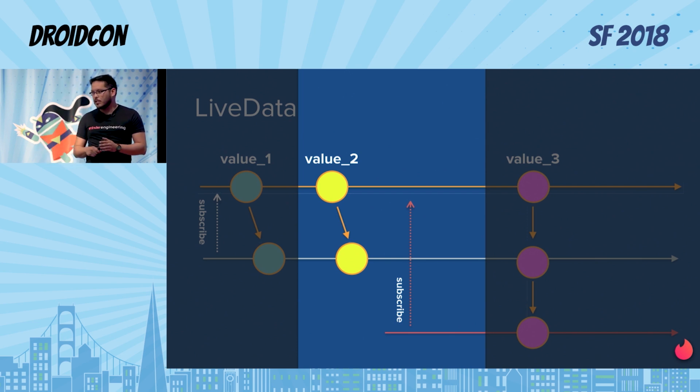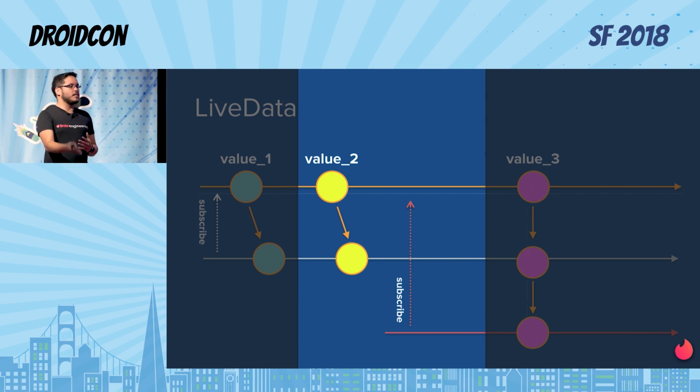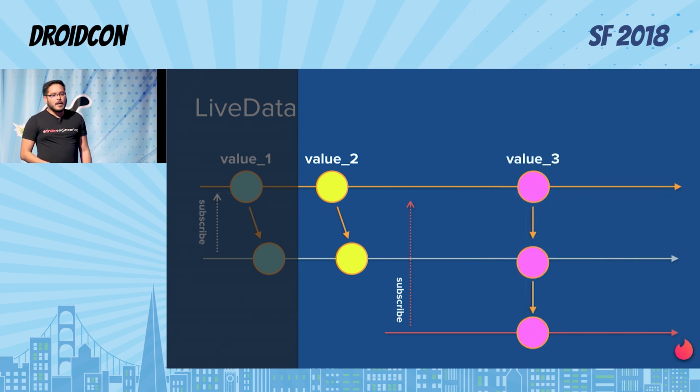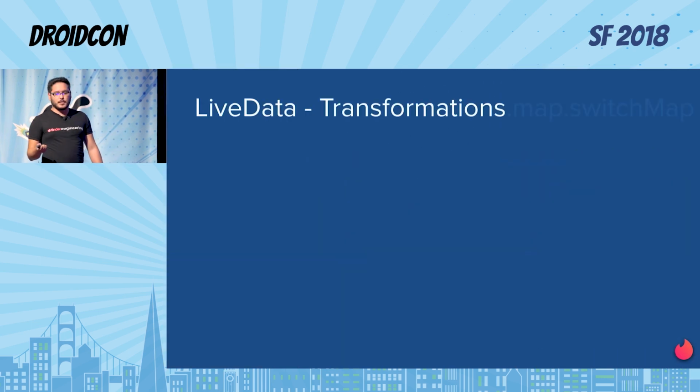Jose from Google posted on GitHub the other day an event LiveData, which is a LiveData that doesn't do that and makes sure that it's only propagating the new values that are being set. And we're going to see how this can be important very soon. So let's talk a little bit about transformations.